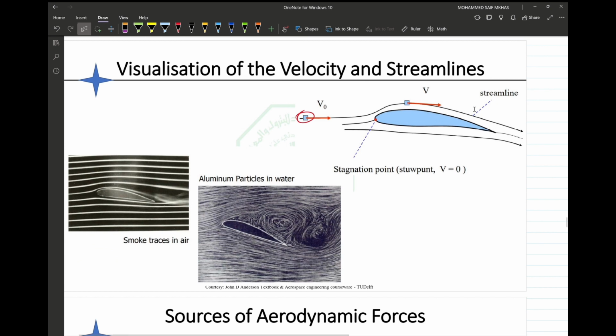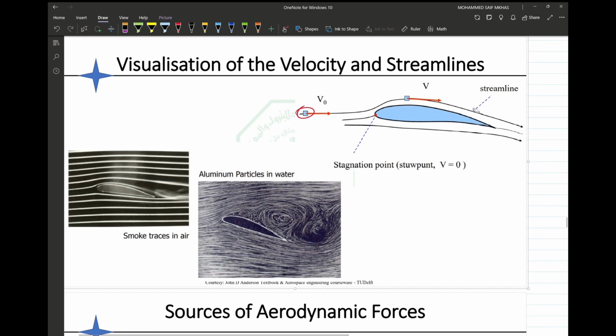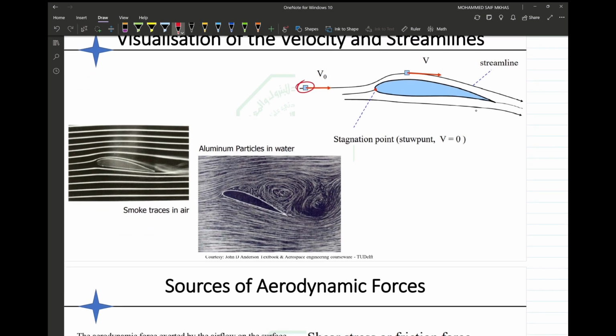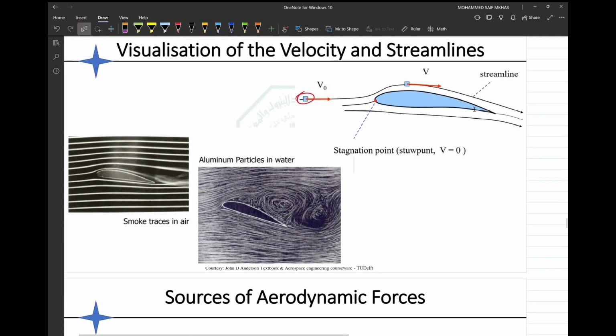Why is it important? As we can see here, as mentioned before, we have high pressure here and low pressure here. So when we visualize the airfoil, why is it important? Visualizing the airfoil gives us a traditional idea of how an airfoil can work.